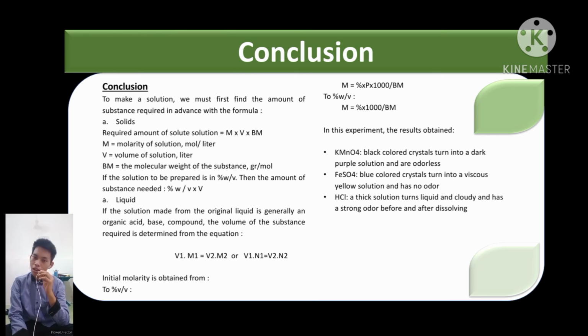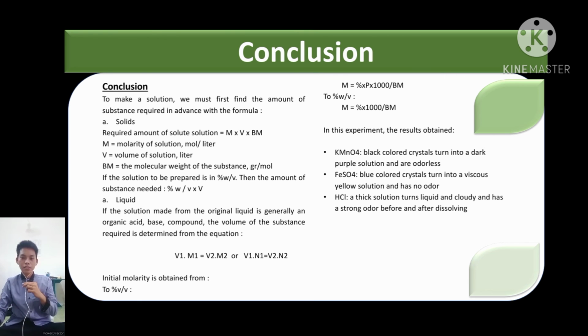Okay, B. Liquid. If the solution is made from an original liquid, generally an organic acid base compound, the volume of the substance required is determined from the equation P1 multiplied by M1 equals P2 multiplied by M2, or P1 multiplied by N1 equals P2 multiplied by N2.